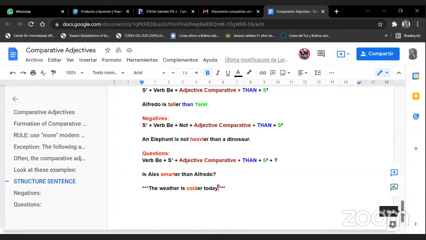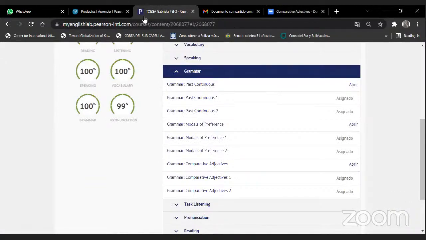Maybe do you have some questions, Gabby? No, no, it's okay. Perfect. Okay, so about this grammar, we will do the practices in the platform, in order to see. Okay, so let's go to the book. Yes, let's go to the practice. Comparative adjective form.